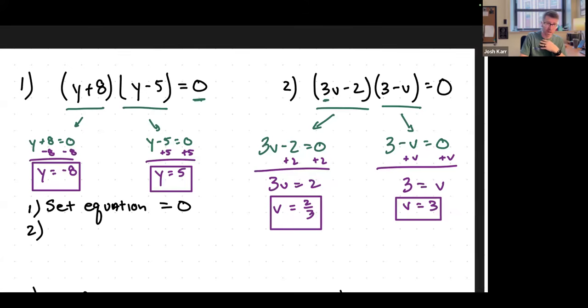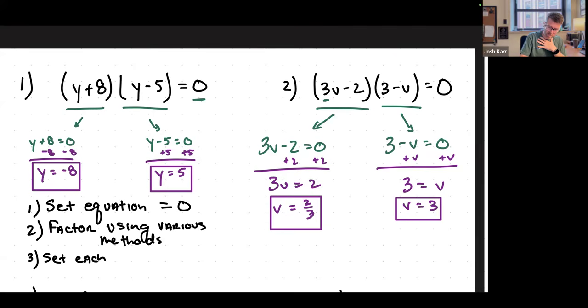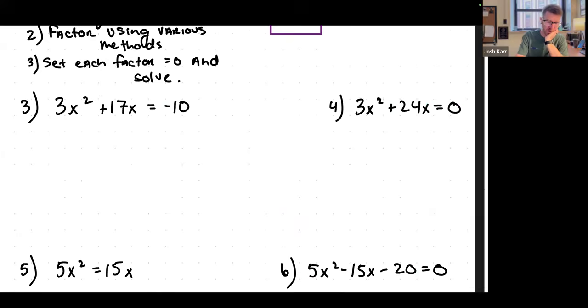Step two, if it's not factored, we need to factor it. Whatever method we need to use, we'll use, okay? Once it's factored, we're going to do what we just did there. We're going to set each factor equal to 0 and solve, okay? All right, so let's practice a few more and we'll send it on its way.